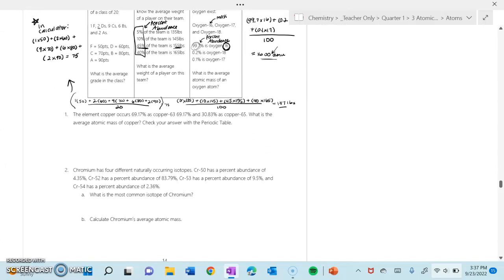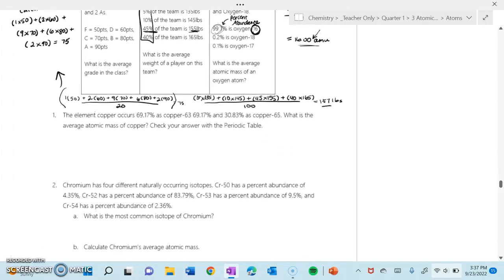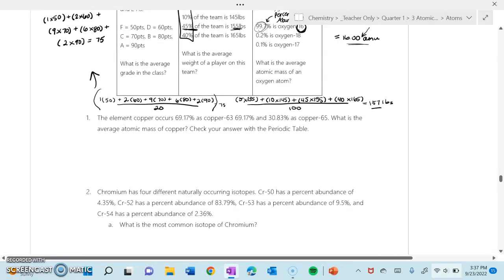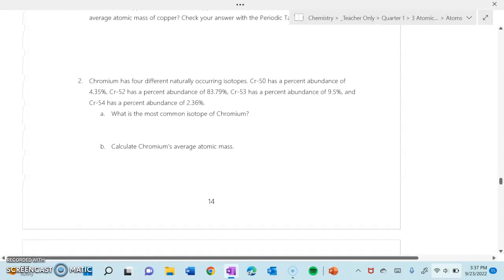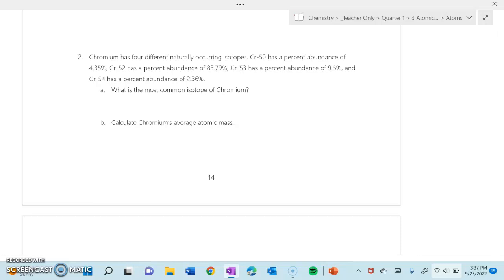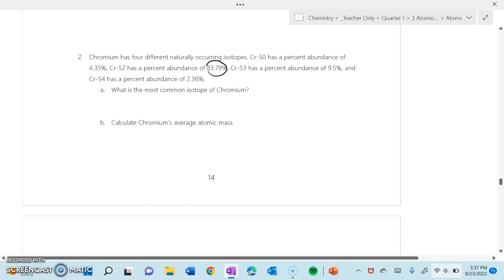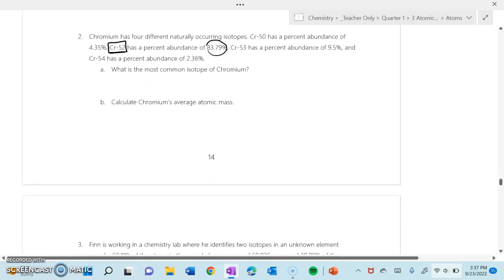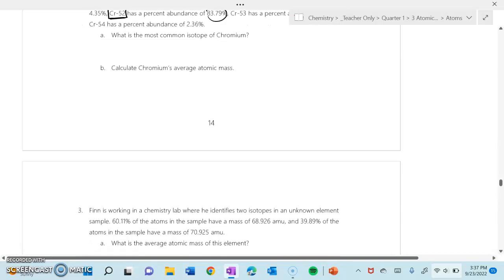When working through these problems, you're going to be following that same process. So number 1 is exactly like what we just did for oxygen, so I'm going to leave that for you. Number 2 is exactly like we did in the example with a change for A. It says, what is the most common isotope of chromium? Most common means highest percent abundance. So our highest percent abundance is 83.79. That is chromium 52. So that would be your part A. Part B, follow the same process, doing your count times your value for all of the isotopes divided by 100.